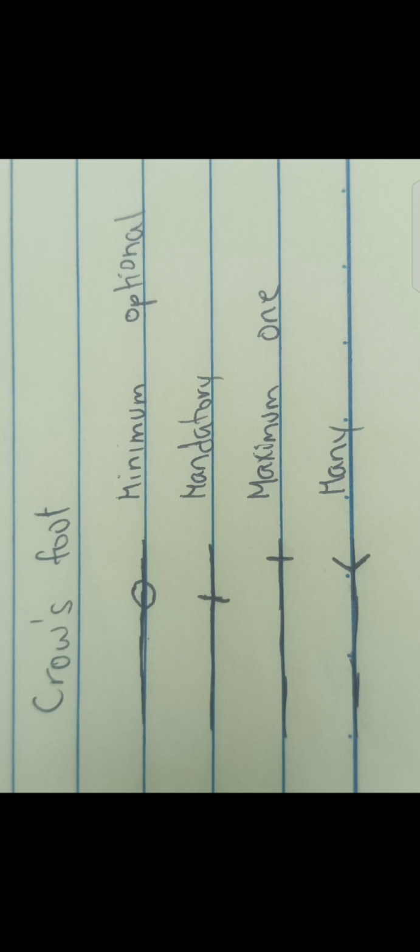Let's go to how to write a cardinality in a chain symbol. In a minimum, optional is a 0, and the mandatory is 1, and the maximum is 1 and many. Next is the crowfoot symbol. A minimum optional is like that, and the mandatory, maximum one and many.